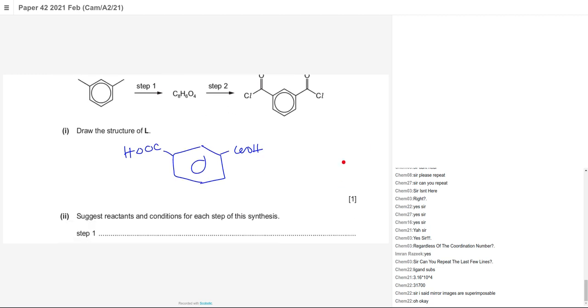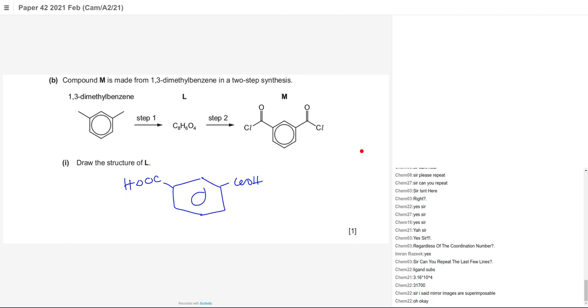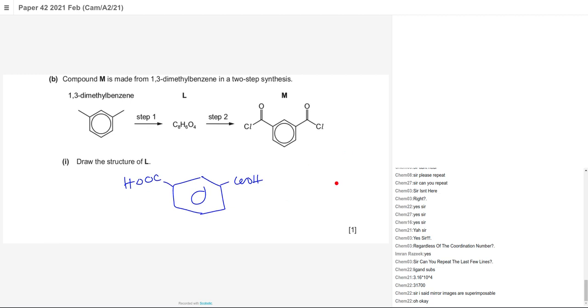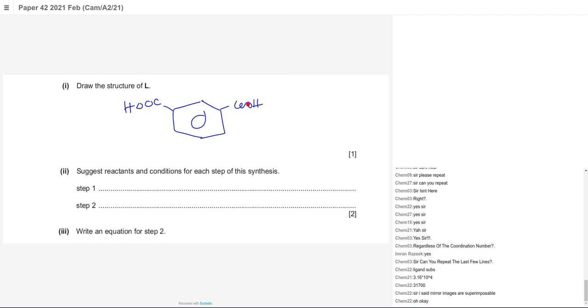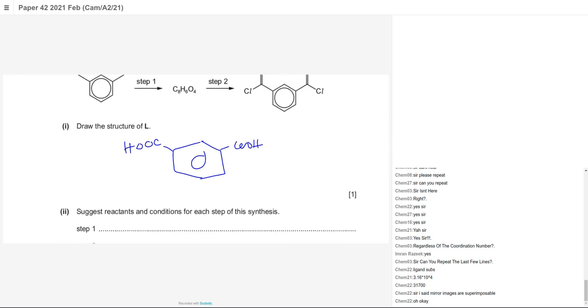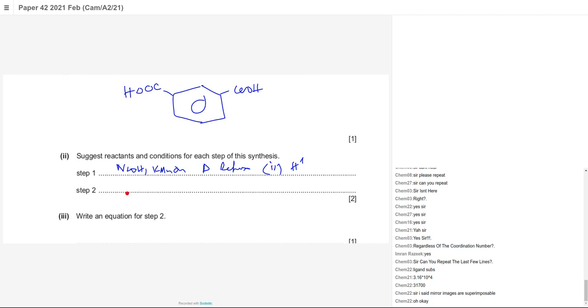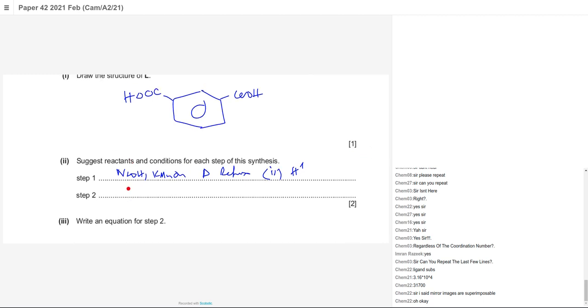State reagents and conditions for each step. Step 1, you add alkaline KMnO4 followed by acid. Otherwise, you get the salt if you don't add the acid. So NaOH, KMnO4, heat under reflux, followed by acid. You need to add acid to remove the sodium. Step 2, anhydrous PCl5. You have to say anhydrous because it's a condition.